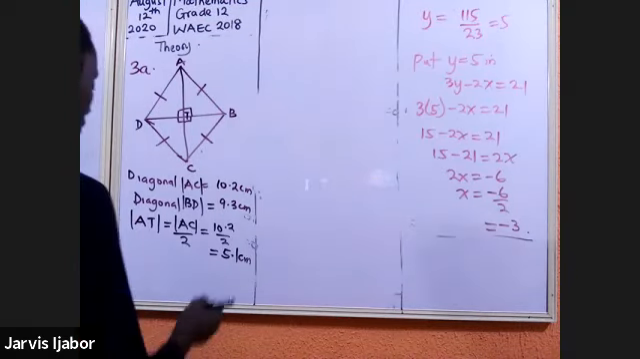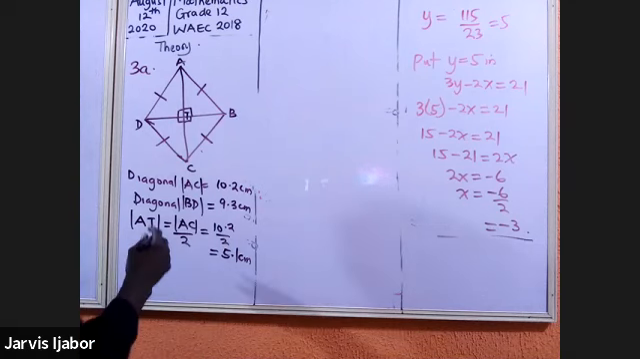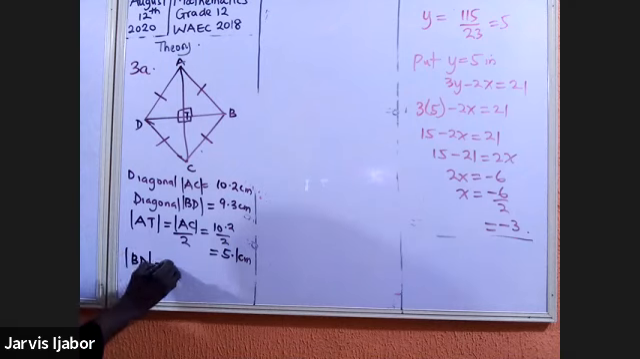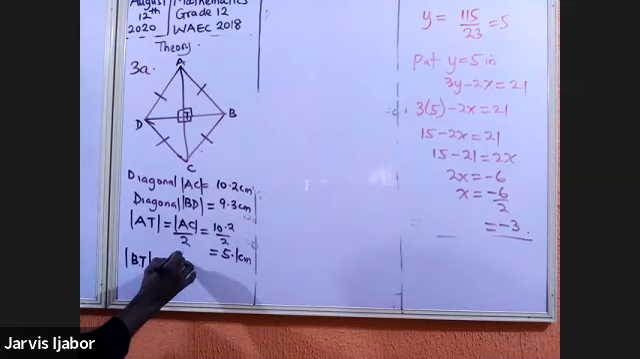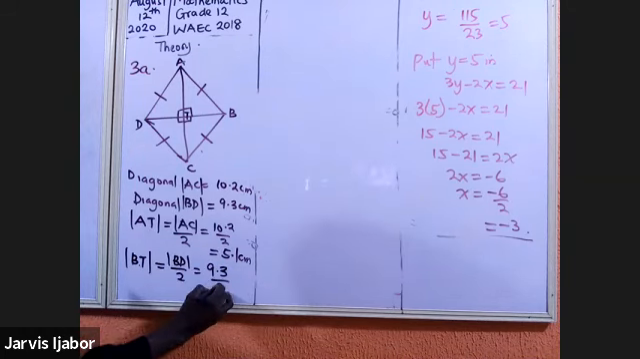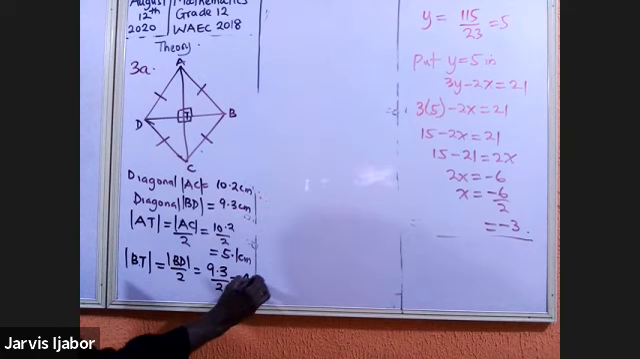So then BT will be equal to BD over 2, and that will be 9.3 divided by 2, which will be 4.65 cm.